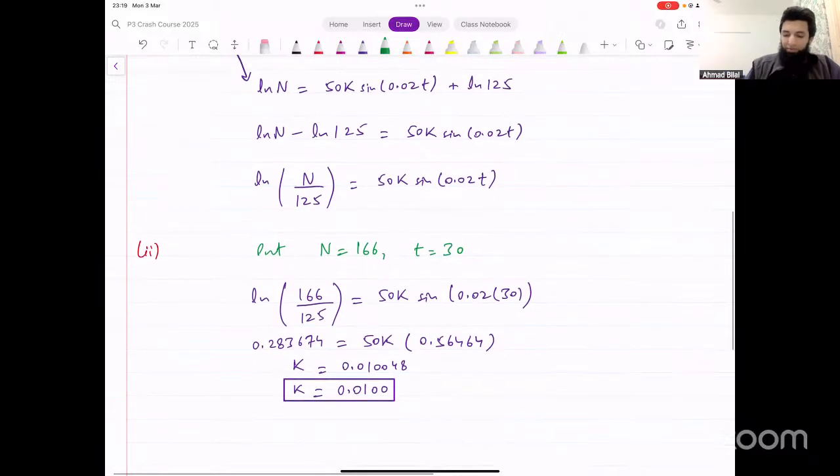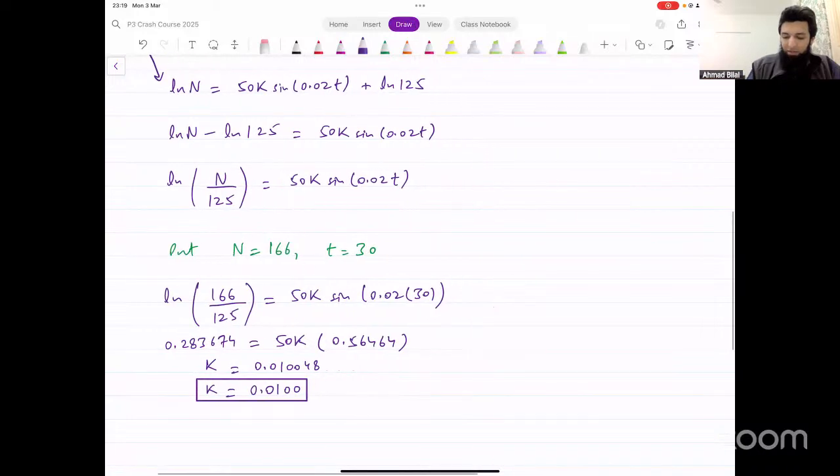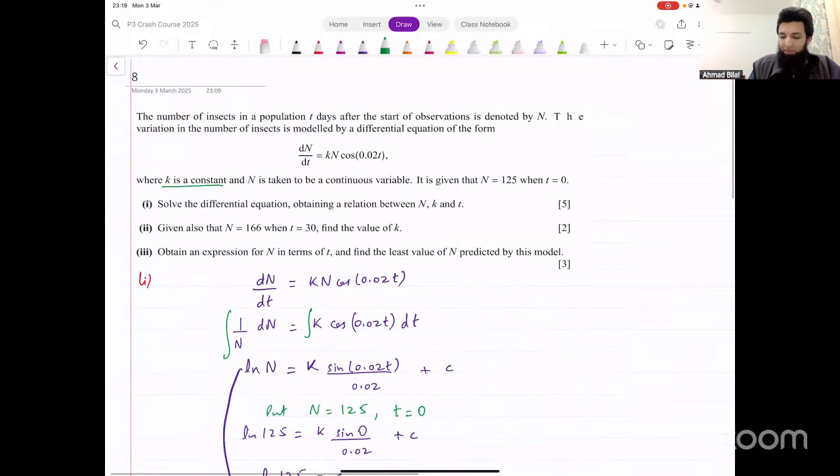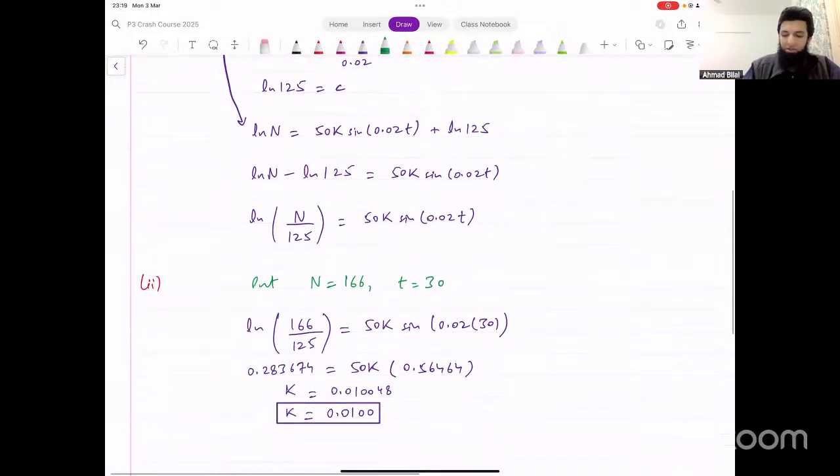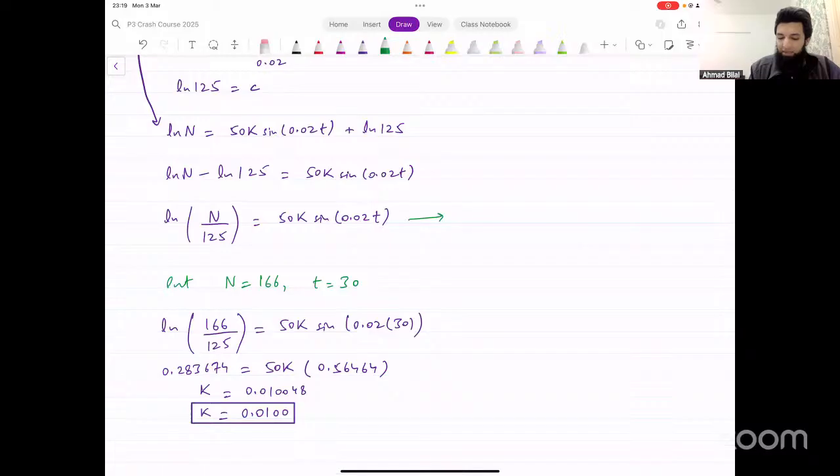Yes, Ibrahim, in the previous part, you could also convert it to e power something, and that's also okay. You want some relation between n, k, and t. Okay, it could be any relation. It doesn't matter. You can write this as n over 125 equal to e raised to the power 50k into sine of 0.02t, and then multiply 125 on the right side, and that's also okay. That will also be acceptable. It's an equivalent form, so that will also work.